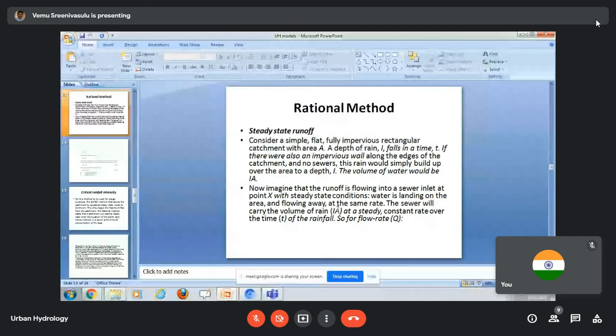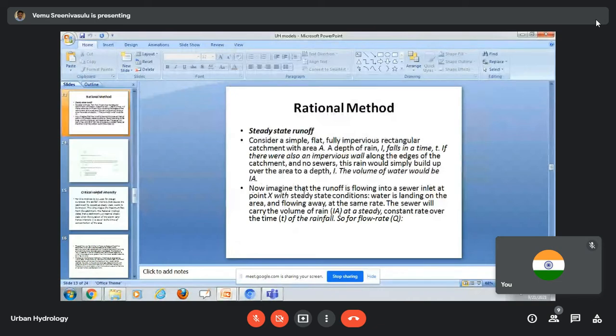So I'm calculating as if a steady state has been reached. It is just like taking a rectangular iron box and rain falls over that box, and the depth of the water in the box is, let us say, I, and the area of the box is A. Then what is the volume? IA. Okay, IA is the volume.